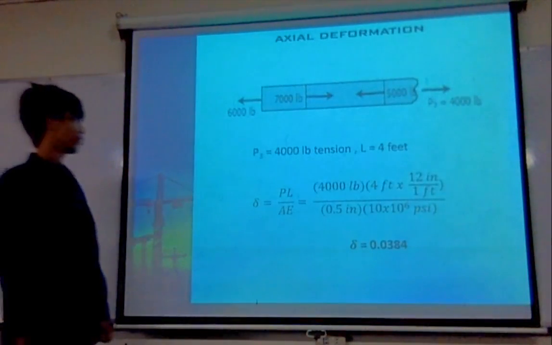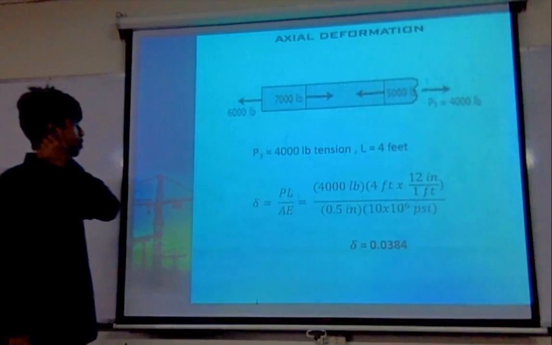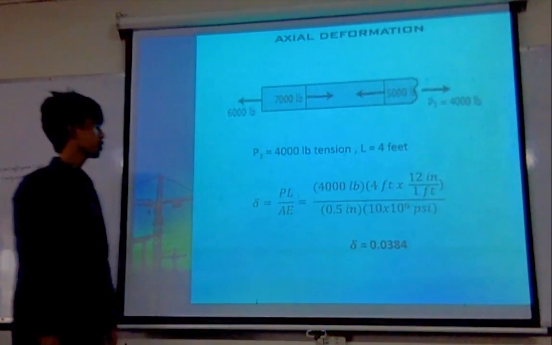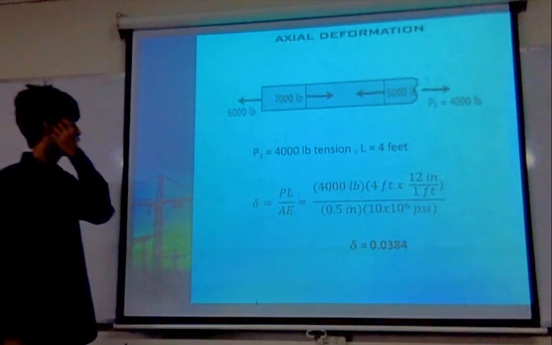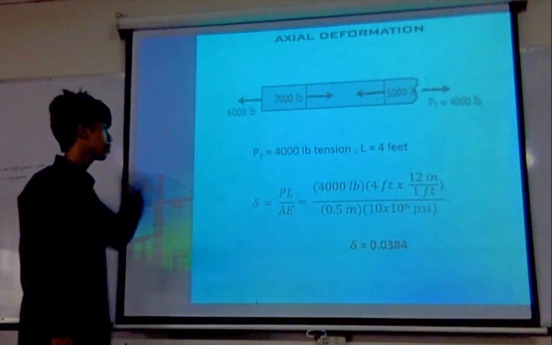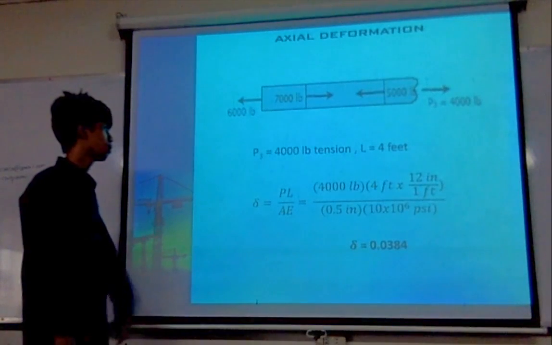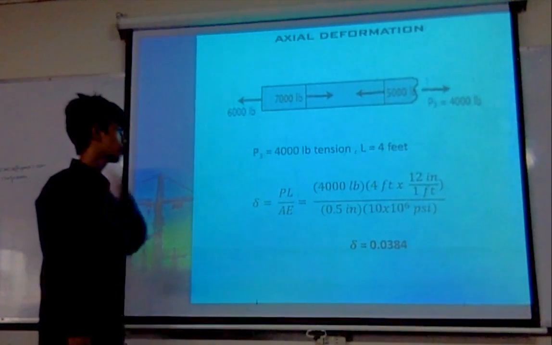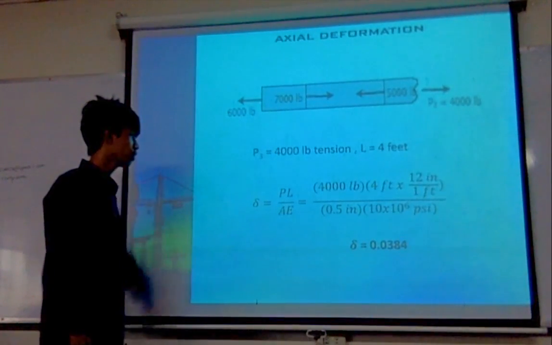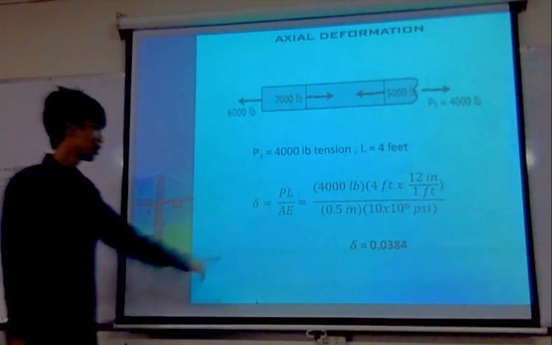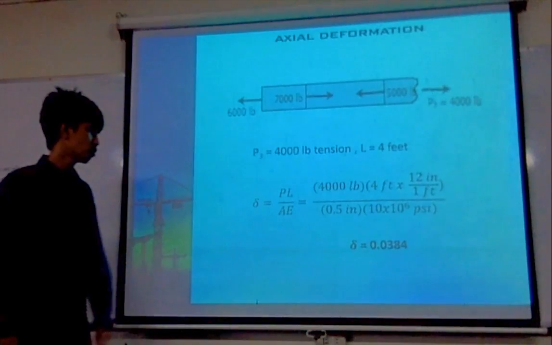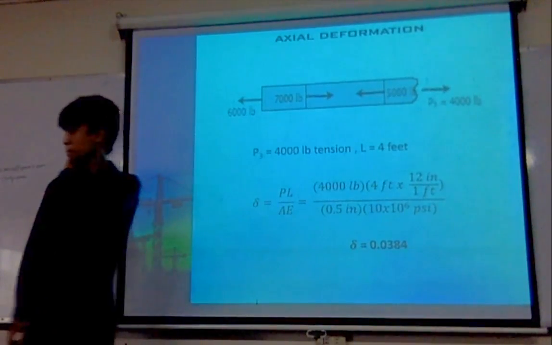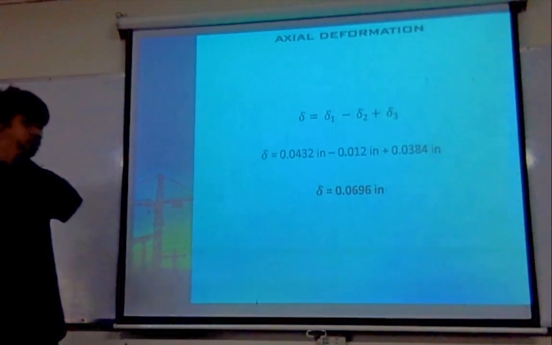For the last bar, if you take a section, you can see many forces acting on it. But if we subtract the force on the right minus the force on the left, we will get a tensile force of 4,000 pounds. And the length of the bar is 4 feet. Again, substituting the values in the given formula, we get the deformation for the third bar to be 0.084 inches. So that's not the answer yet.